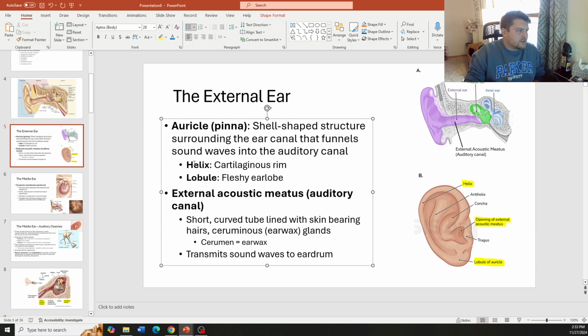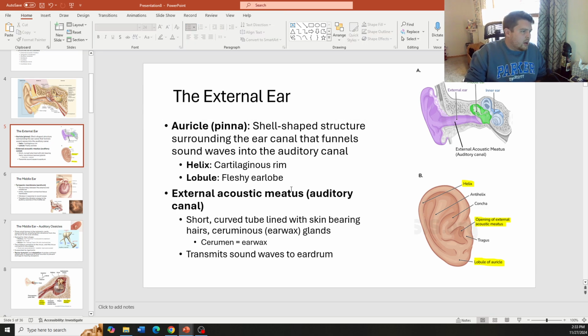It has two specific structures. There's the helix, which is the outer cartilaginous rim, and then we have the lobule, which is the fleshy earlobe part. And of course we have the external acoustic meatus. So the whole outer ear acts as a funnel, essentially, to funnel sounds into this external acoustic meatus in order to get to the eardrum.